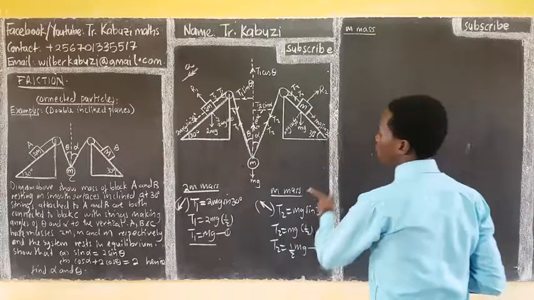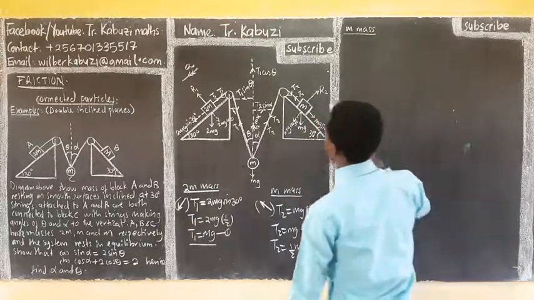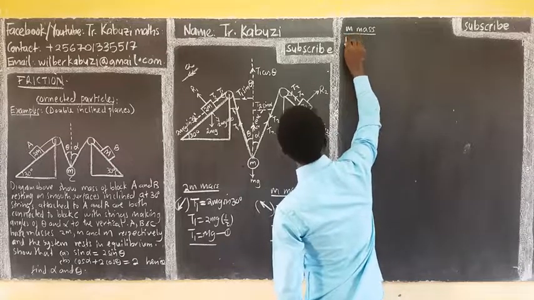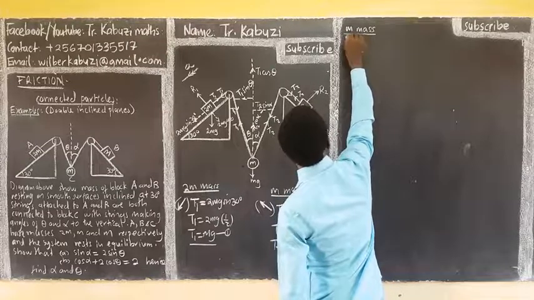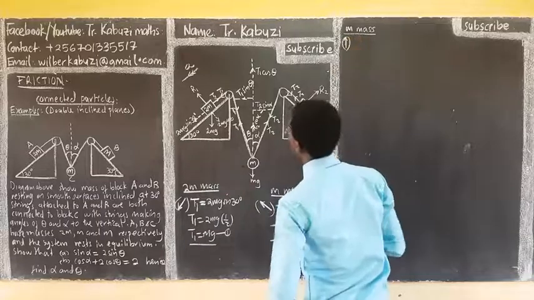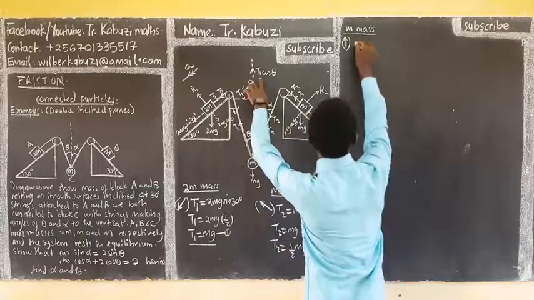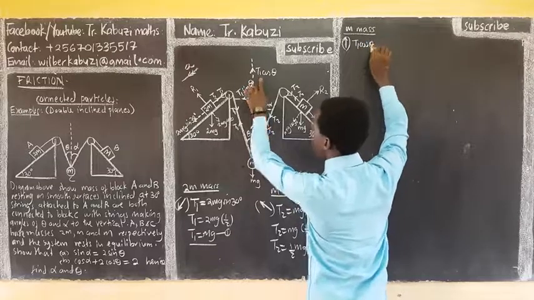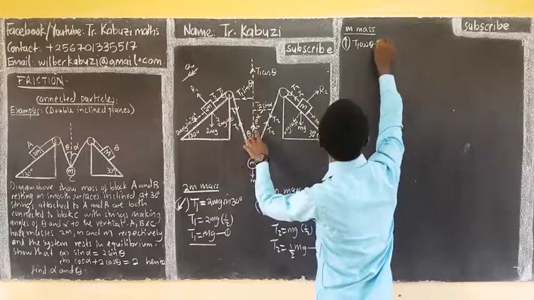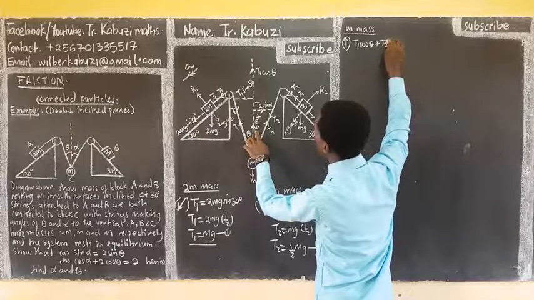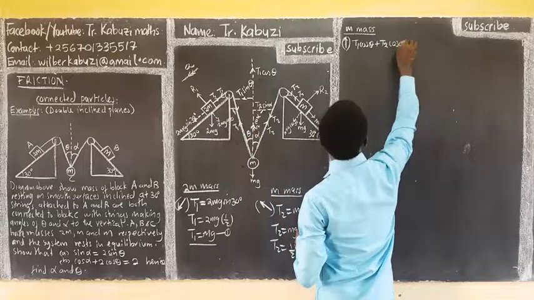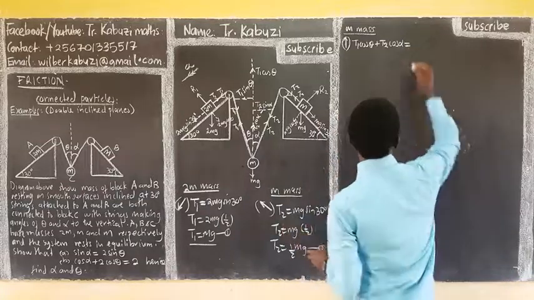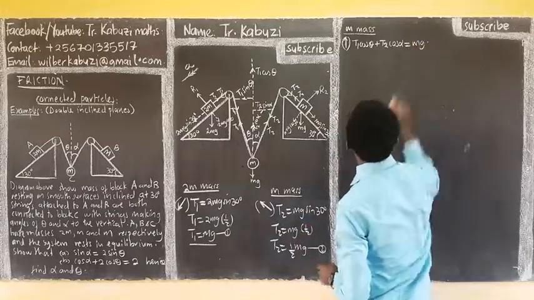So this one we are going to resolve vertically and horizontally. If I resolve it upwards, we have first of all T1 cos theta, plus T2 cos alpha. Because the body is in equilibrium, it will be equal to mg.